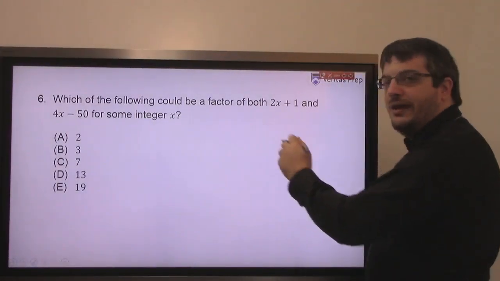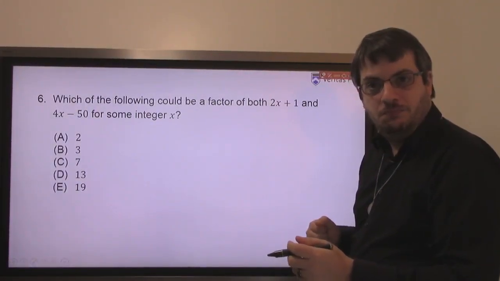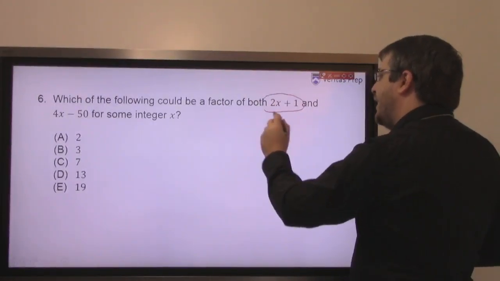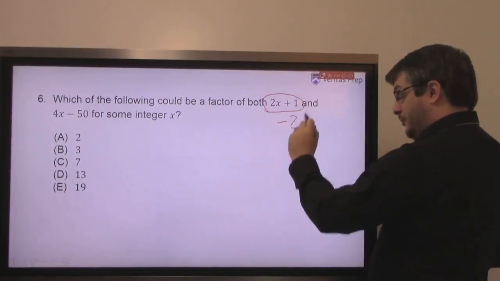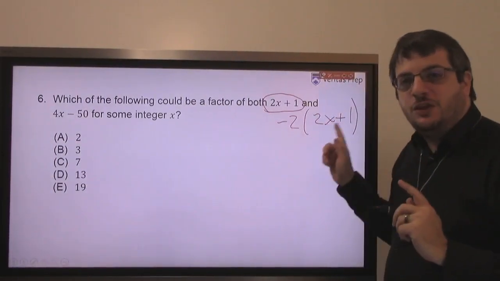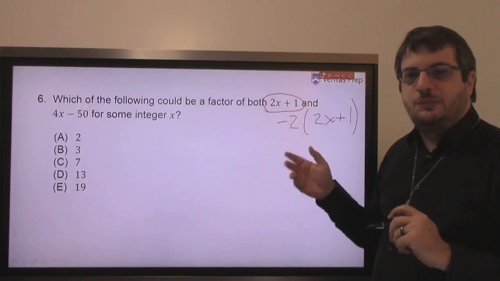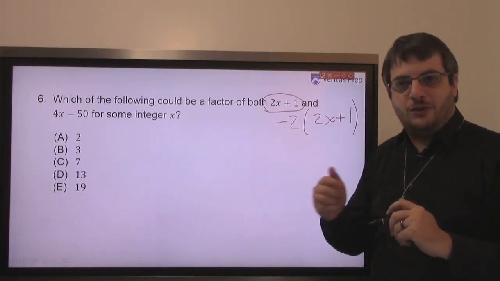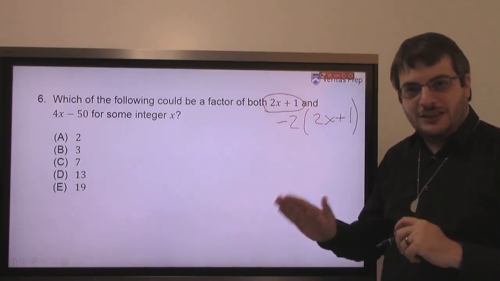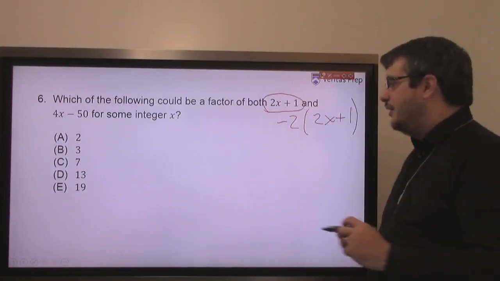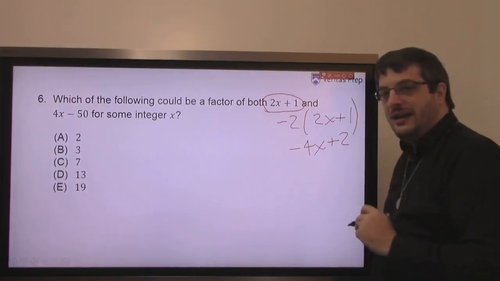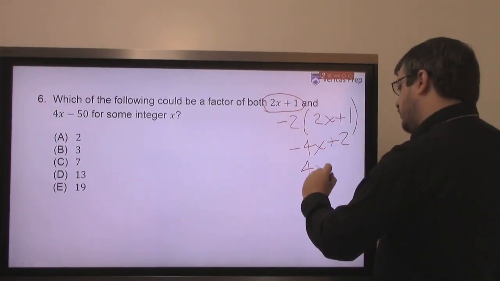But adding them won't make the x's disappear, because this has a 2x and that has a 4x. But what if I multiply this guy by -2? Now that will still be all the same factors as before, right? Putting another thing in the bag, throwing another 2 in there, doesn't change the factors I already had. Whatever factors I had before, I still got, right? So if I made this -4x plus 2, then I could combine these.